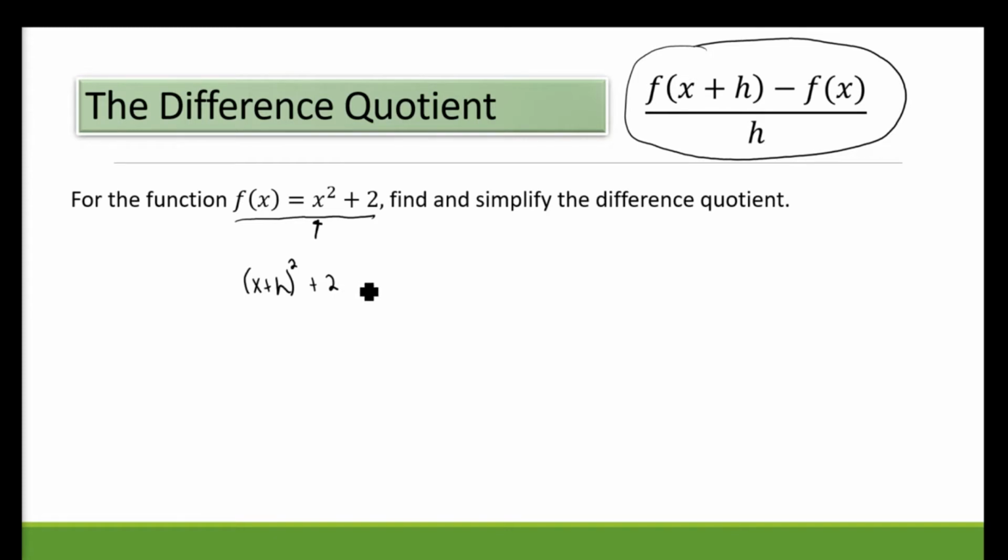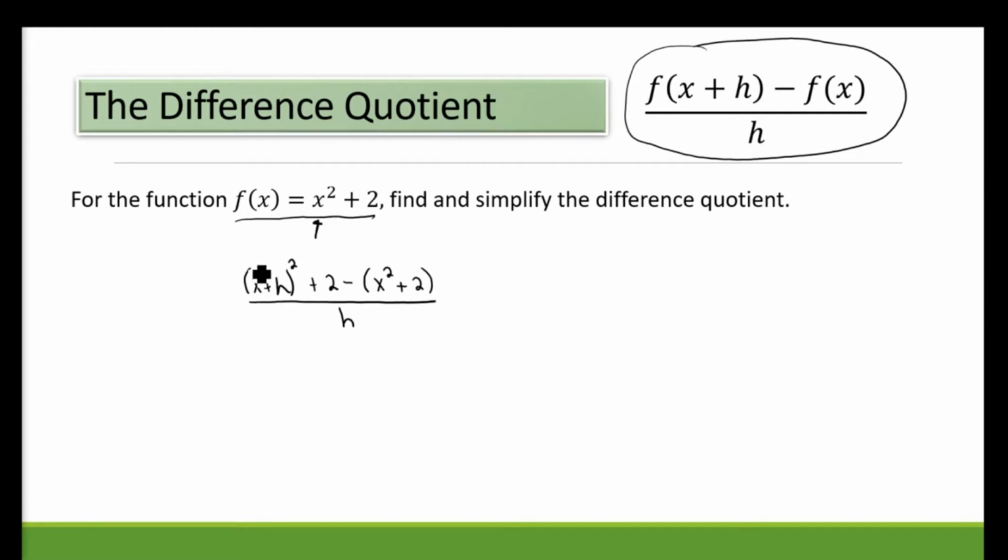And then we subtract f of x, so we're subtracting the entire function. So we have minus x squared plus 2. And then this is all over h. So this would be the unsimplified difference quotient.